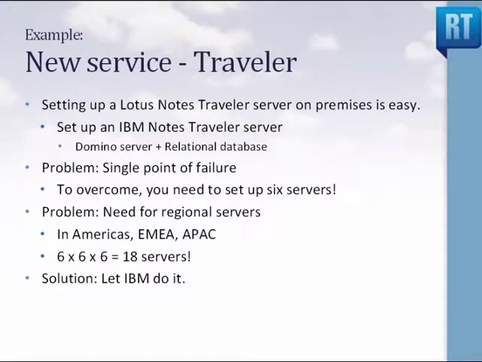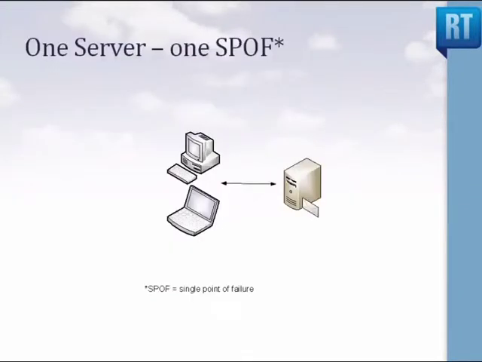Another example, you'd like to implement a new service, IBM Traveler. Your users want their mail on their mobile devices. And by your users, I mean your CEO, right? Your CEO wants it. You better get it for him, okay? Now, it's relatively simple to do. All you have to do is set up a Notes Traveler server, okay? And it's done. Problem is now you want to make that available to all of your other users, and you've got some potential problems with having just one Traveler server. Let's talk about that for a little bit.